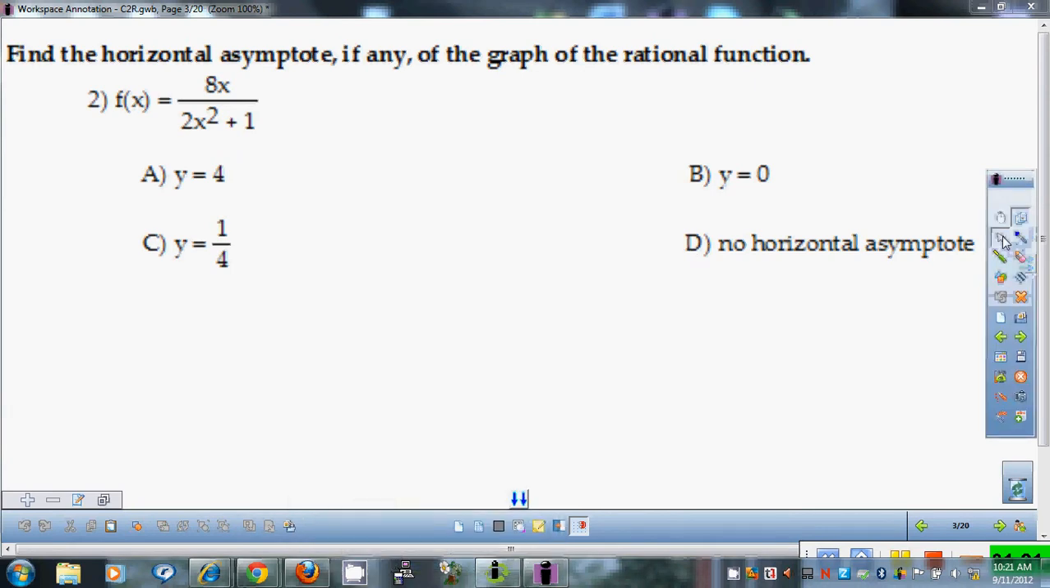D, why D? B, why B? That's right. The horizontal asymptote chart should have made this a real quick one for you. Highest power is in the denominator. Gives you y equals 0. Very good. Questions on that one? The horizontal asymptote chart.